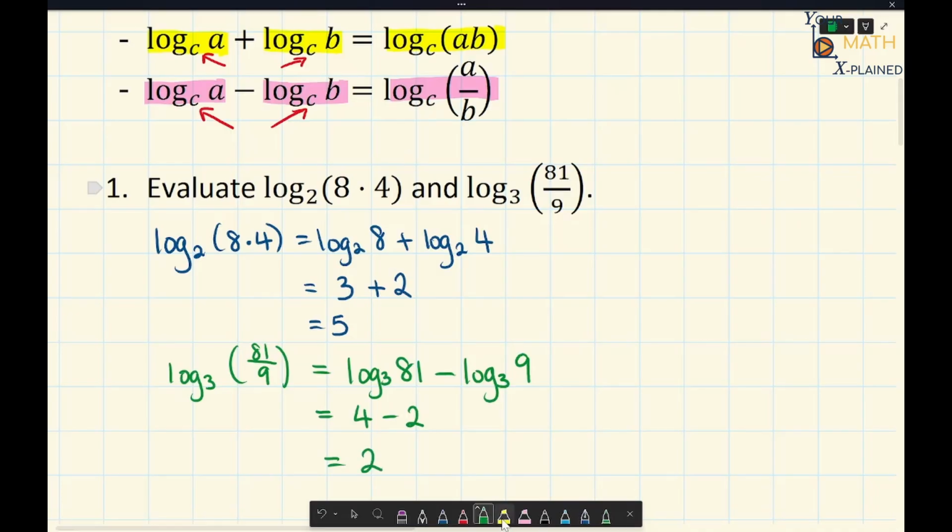So looking at this expression here, you might ask, why can't we just do 81 divided by 9, because that's equal to 9, and then we just find log base 3 of 9. Of course you can do that, but we're only doing this to illustrate how to actually use the quotient rule.